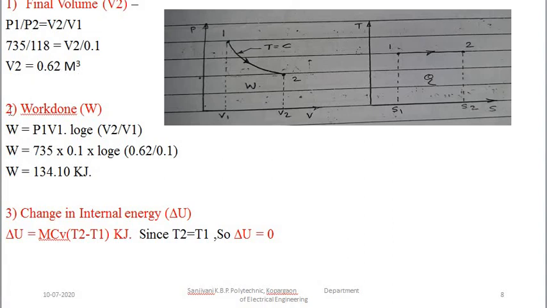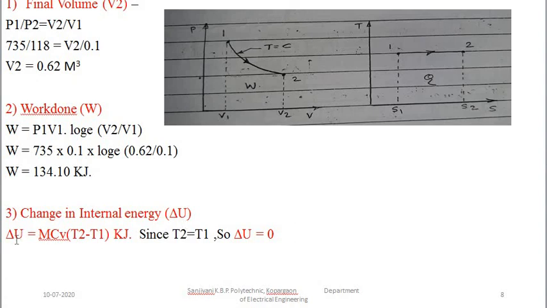Now the second parameter is the work done. We know the work done formula, that is equal to P1 V1 into log to the base e of V2 upon V1. Putting the values here, work done W is equal to 134.10 kilojoule.